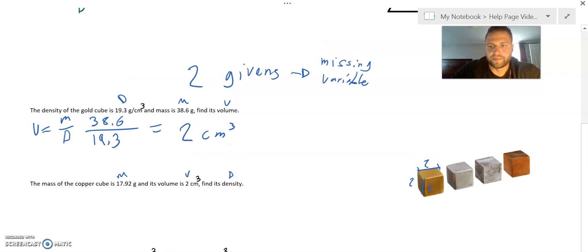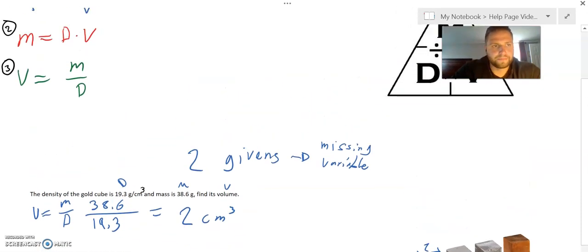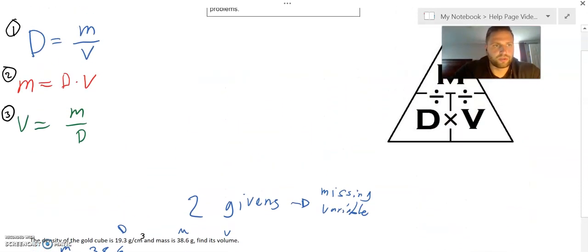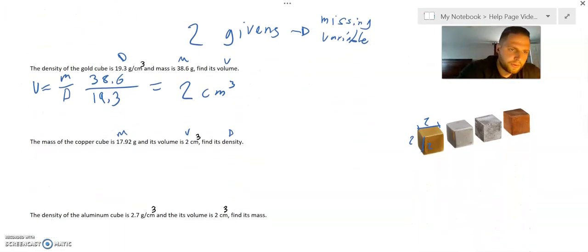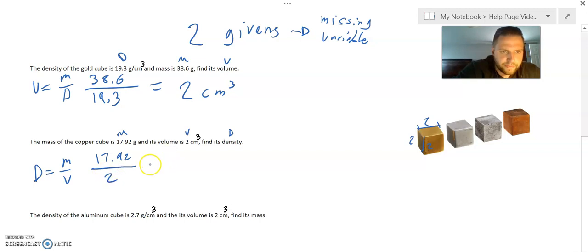So let's figure out what equation we need. So we'll scroll back to the top. Which one solves for density? Well, it's going to be this top one right here. So we're going to copy this guy down here at the bottom. Density is equal to mass divided by volume. Let's go ahead and plug in our numbers. Mass is 17.92. Volume is 2 centimeters squared.